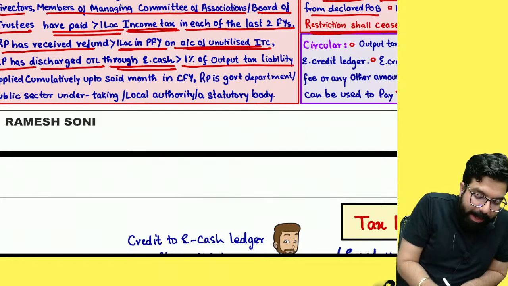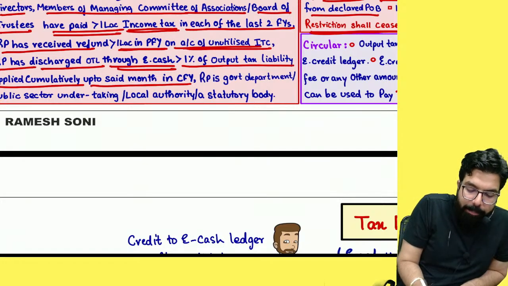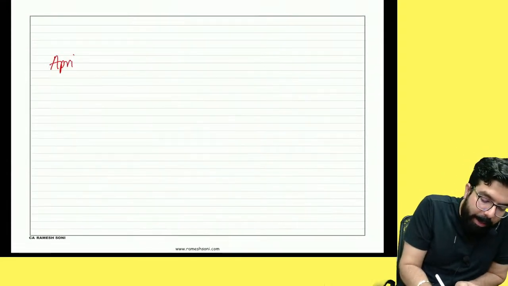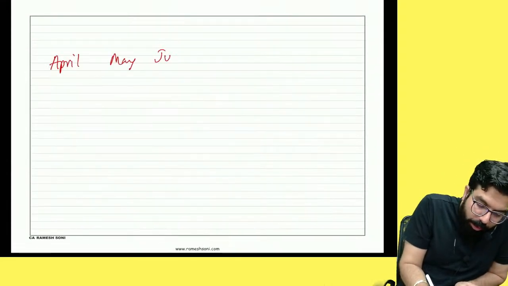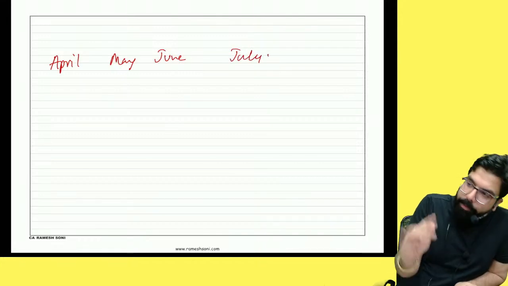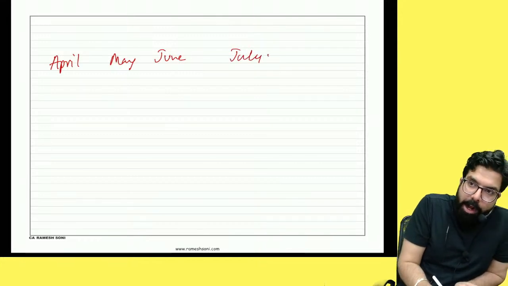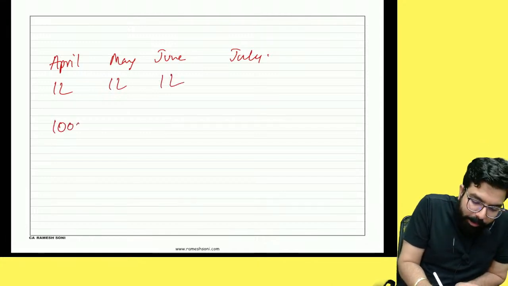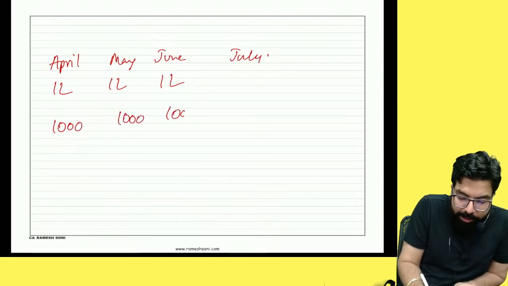1% of the output tax applied cumulatively up to the said month, then also this is not applicable. Sir, what do you mean by this? For an example, I'll say April, May, June. Now I'm talking about July. Everyone, April your output tax liability was 1 lakh, 1 lakh, 1 lakh. How much should be paid in cash at least? 1,000, 1,000, 1,000. Correct, everyone?